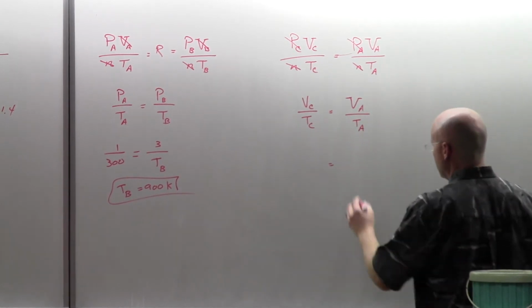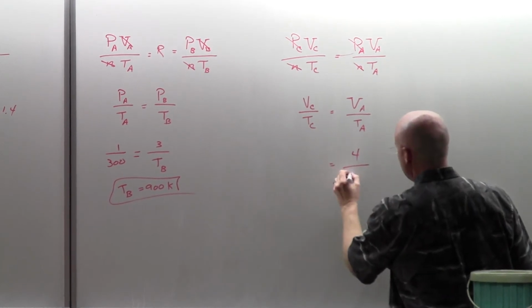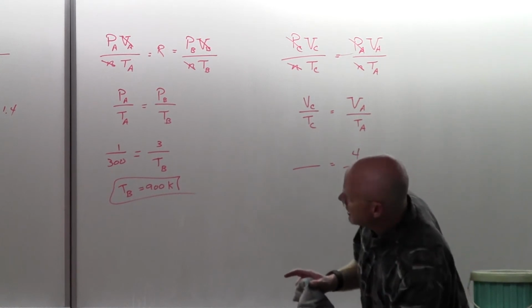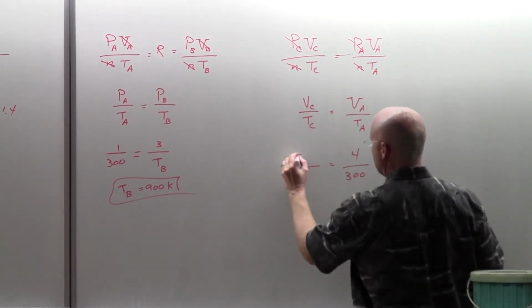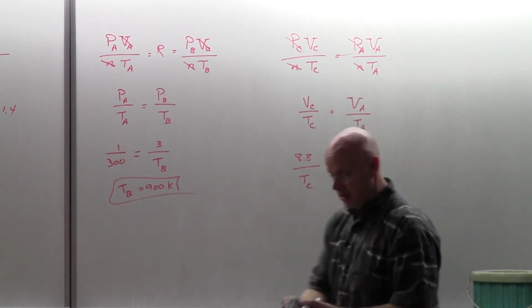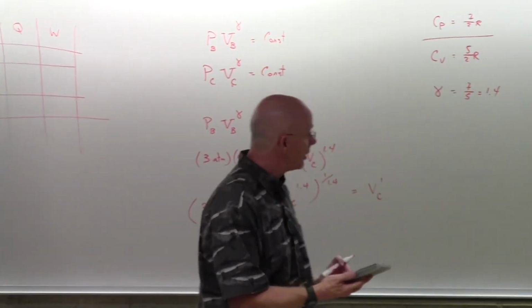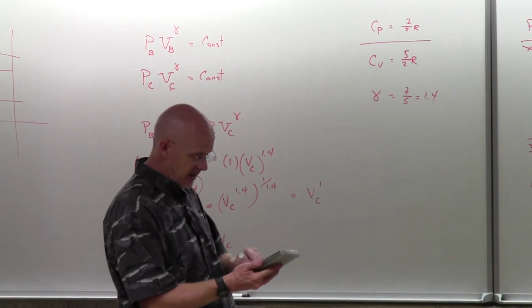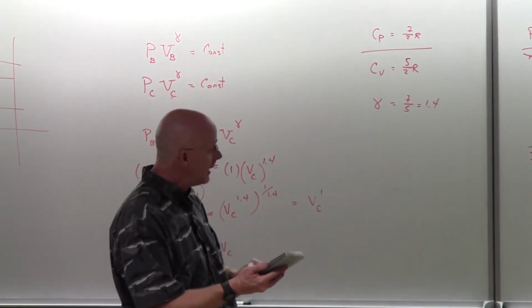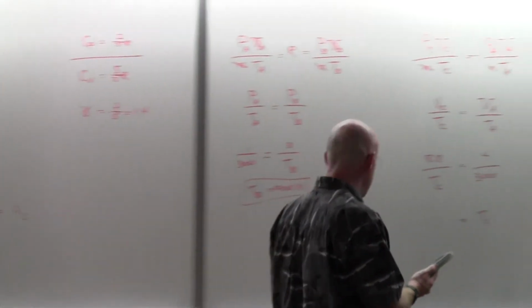The volume at A was 4, was it not? 4, and the temperature at A is 300. The volume at C is what we just got done doing, and that is 8.8. And then I've got the temperature at C. I'm going to have to get my calculator here. I guess it would be 8.8, and cross multiply gives me 8.8 times 300, then divided by 4 gives me 660.